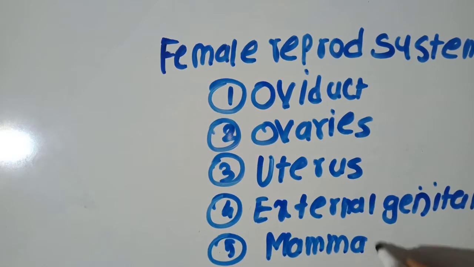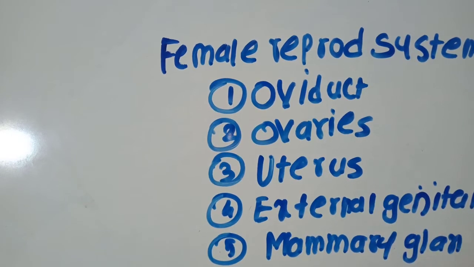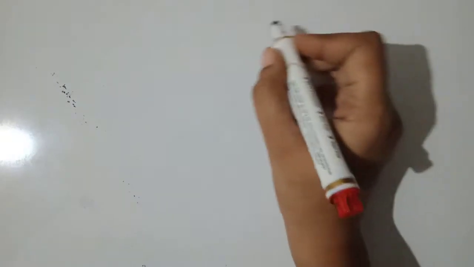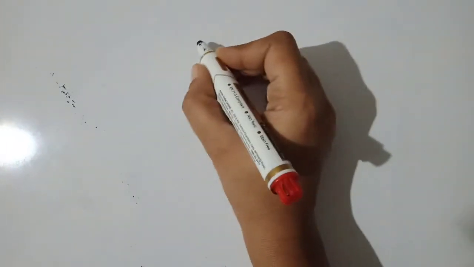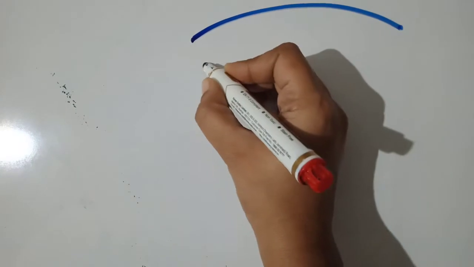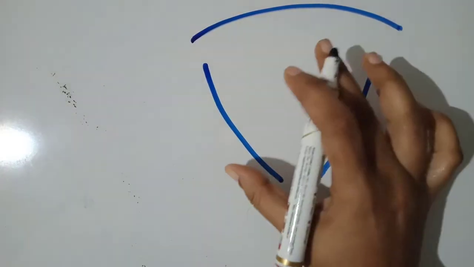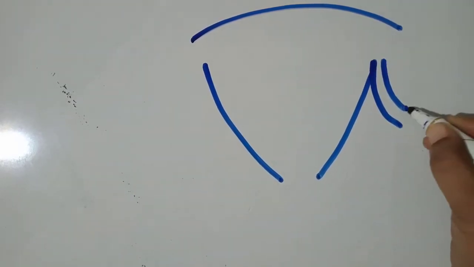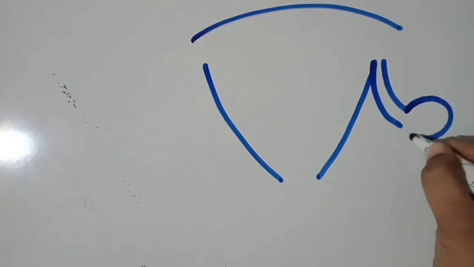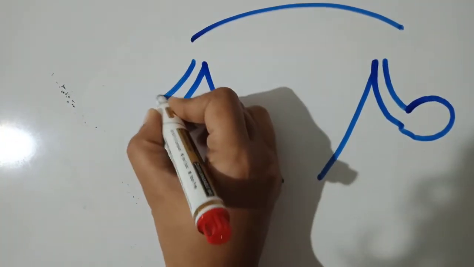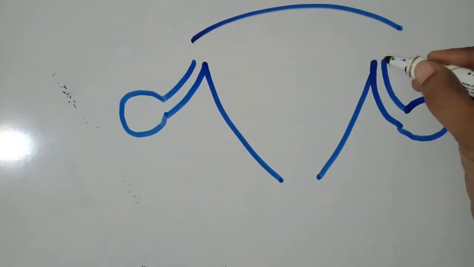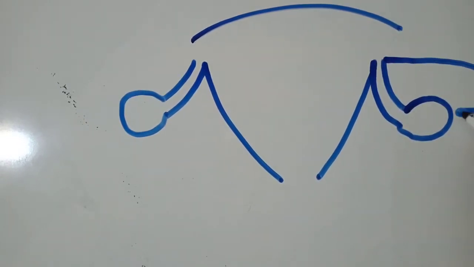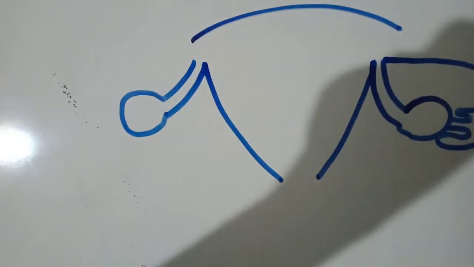So I'll draw this diagram and I'll explain to you each and every part. So we'll see first the uterus and fallopian tube. As you see, this is a uterus. This is the ovarian ligament, to which these ovaries are held in position. And here are your fallopian tubes. So they go like this, and they form finger-like projections.